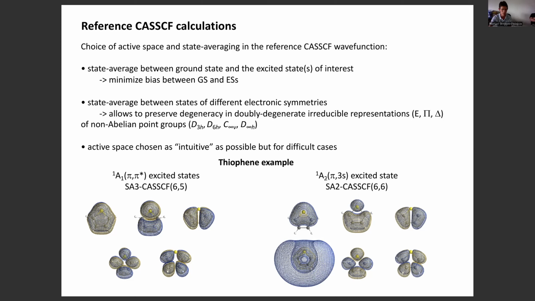If we want now to calculate a Rydberg state, pi to 3s of A2 symmetry, then we need to add this extra orbital in the active space, the 3s orbital here. And then we have a state average over 2 states because we want, again, to include the ground state in the reference calculation. So we distribute then the 6 electrons in 6 orbitals in this case. Okay, there are much more complicated cases that I'm not going to describe, but this is, let's say, the systematic strategy that we try to follow to keep things as simple as possible.